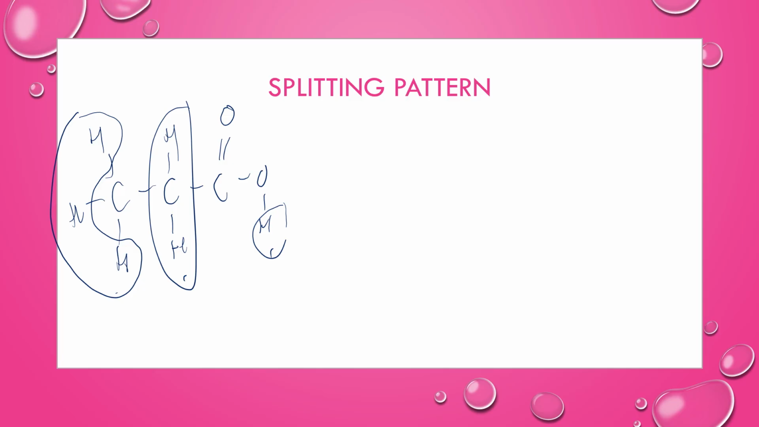So this set of hydrogens is next to two hydrogens, and you always just add one. Since there are two hydrogens next to it, it's going to form a triplet splitting pattern. These two hydrogens in the middle are next to a carbon with three hydrogens. So 3 plus 1 is 4. That makes a quartet.